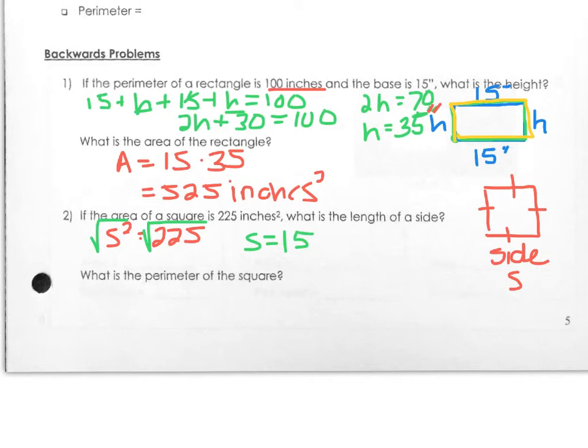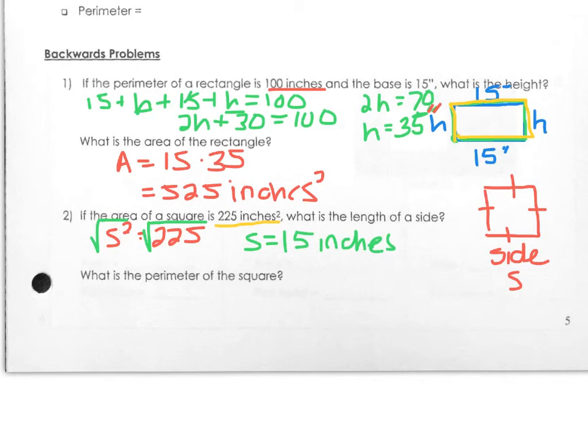So now notice, the area was 225 square inches. So that means the length of each side is going to be just 15 plain old inches, because again, it's a one-dimensional measurement.